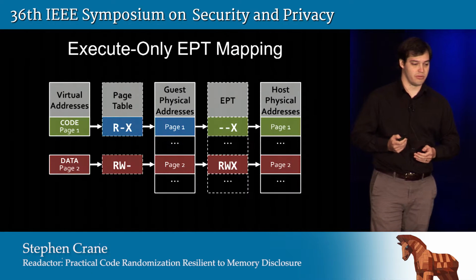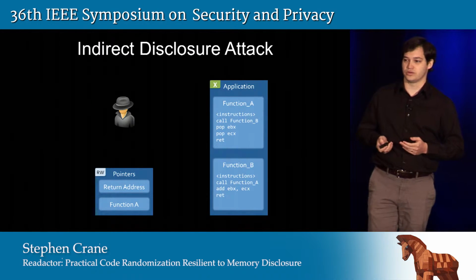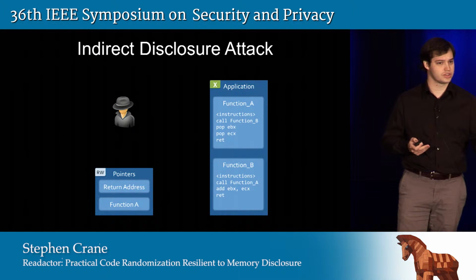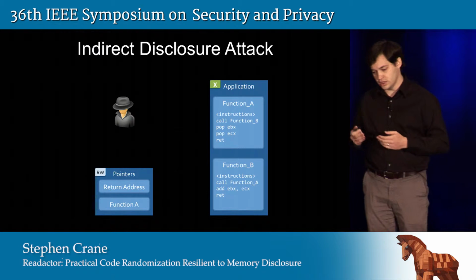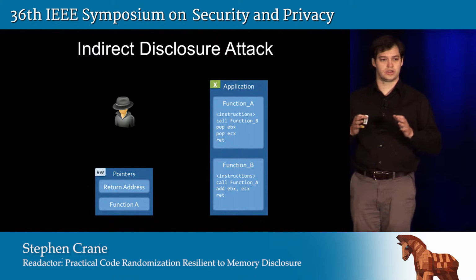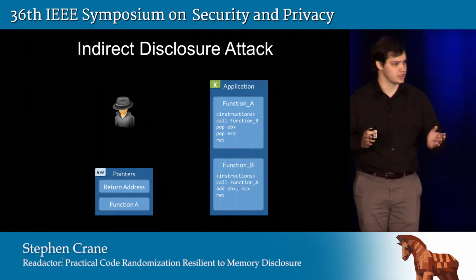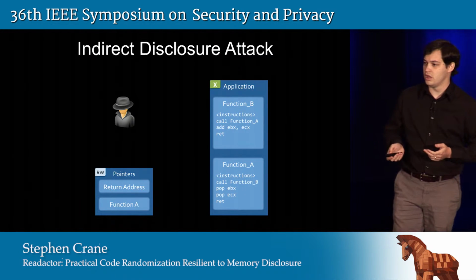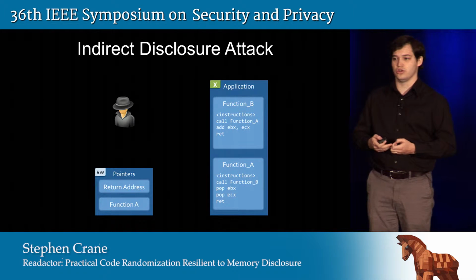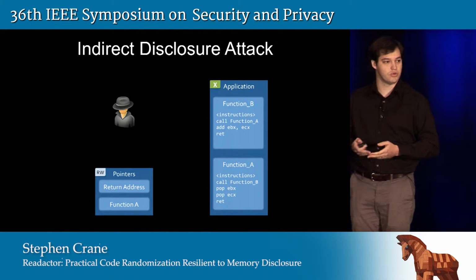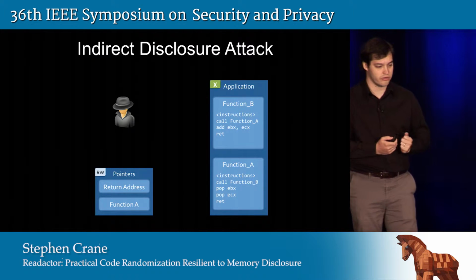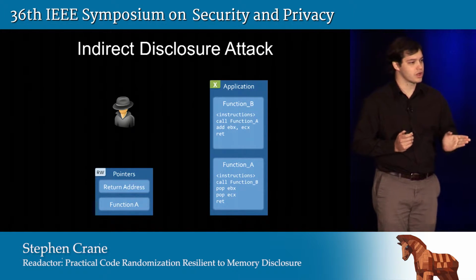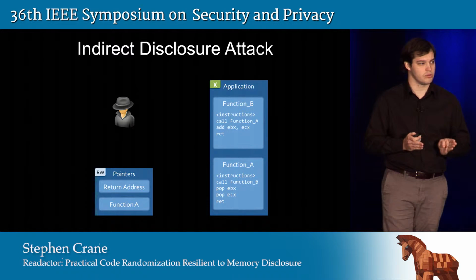So on to the second type of memory disclosure, the indirect disclosure attack. Now, why is this dangerous? The attacker can read code pointers that are located in readable memory. Now, let's assume that we have a somewhat medium-grained randomization. Let's say we permute the order of functions in the program. This is a very efficient way. We can also permute the order of pages so that we get memory sharing still. This has been demonstrated previously.